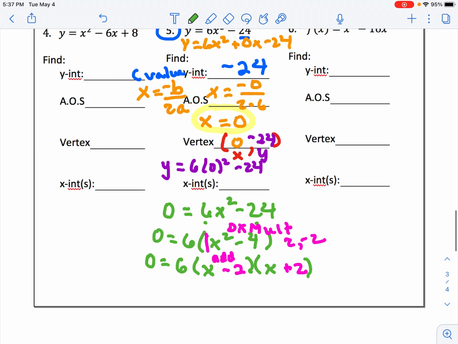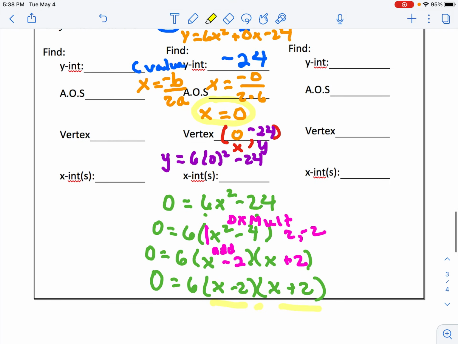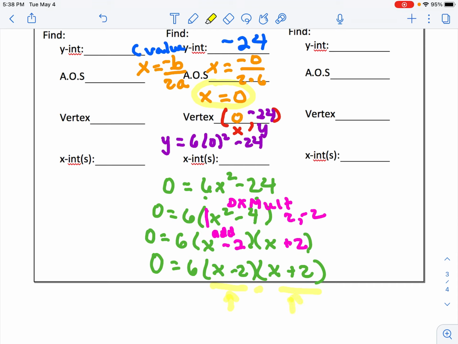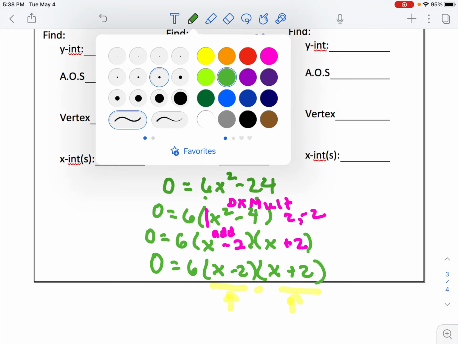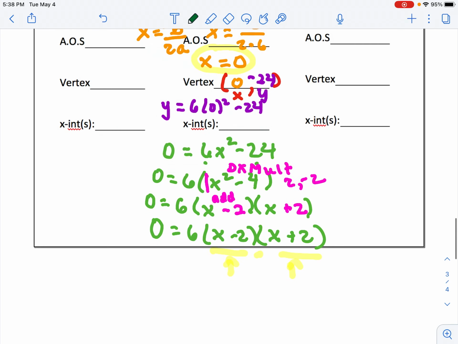Those are the numbers that go into my parentheses with my x values. Now that I have these, I can use the zero product property. So what I have is x minus 2 times x plus 2 has to equal 0. When we have two things multiplied together and the answer is 0, then one of these two things has to equal 0. So what value of x would make this equal to 0? Well, if I put in a 2 right here, 2 minus 2 would equal 0. So one of my x-intercepts is 2.